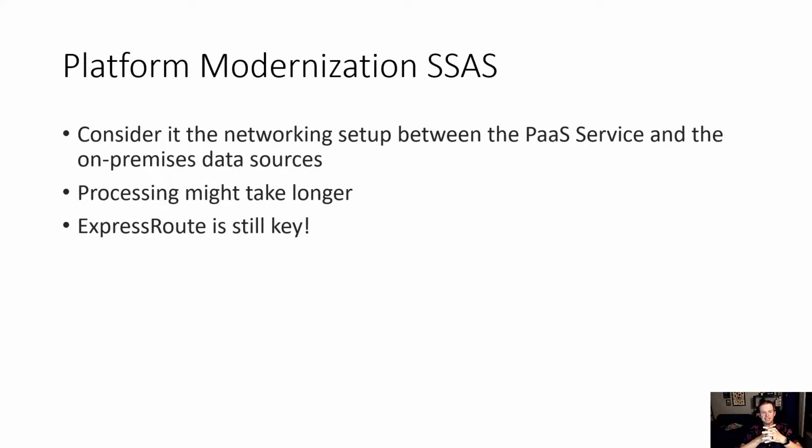You might need to consider the networking setup between Azure Analysis Services and your on-premise data sources. Remember, when you reprocess your cubes, Analysis Services goes down through your network, grabs the data out of the SQL database or wherever the sources are, and brings it back into the cubes. If you have bad network connectivity, that process is going to take a lot longer. So remember, ExpressRoute is still the key to make this faster and better for you.